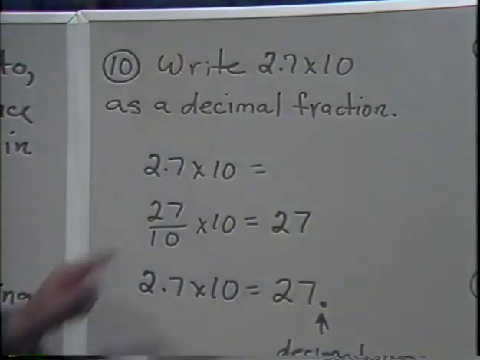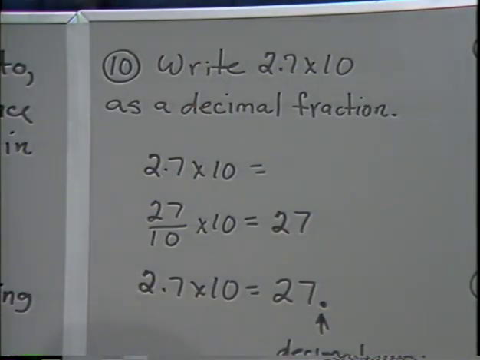Let's suppose I wanted to multiply 2.7 by 10. See, write 2.7 times 10 as a decimal fraction. By the way, in this course, when I say decimal fraction, it's the same as saying decimal. Fraction is a word for a ratio.